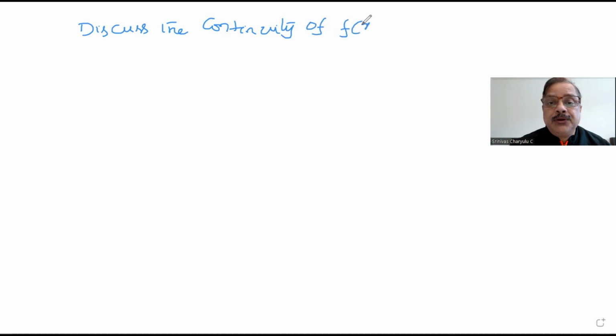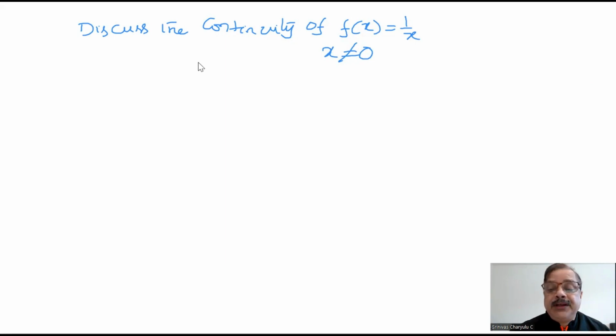f of x is equal to 1 over x, and x is not equal to 0. This is the main point. We know if x becomes equal to 0, what happens? The function tends to infinity. So we'll check this function now thoroughly.